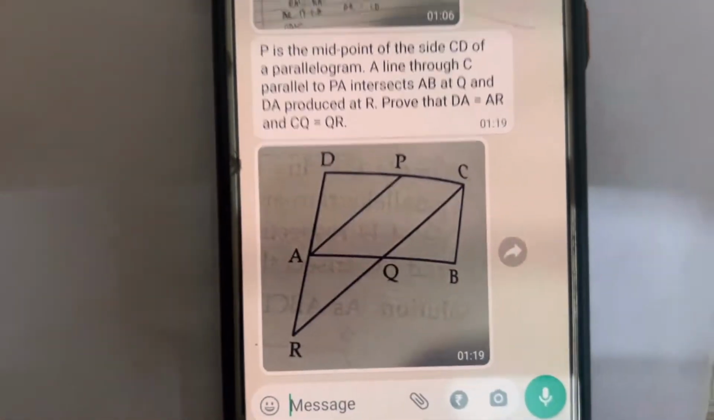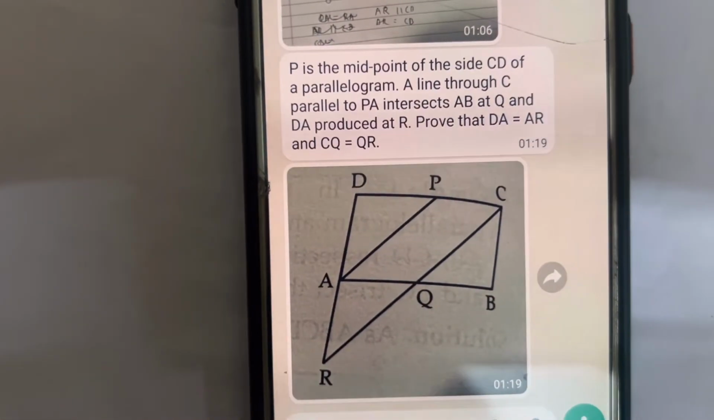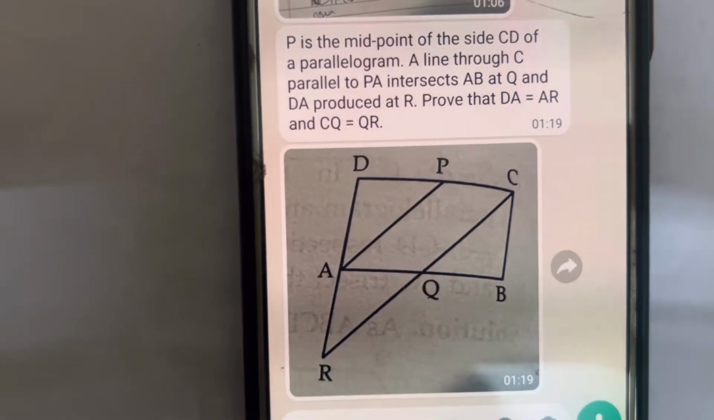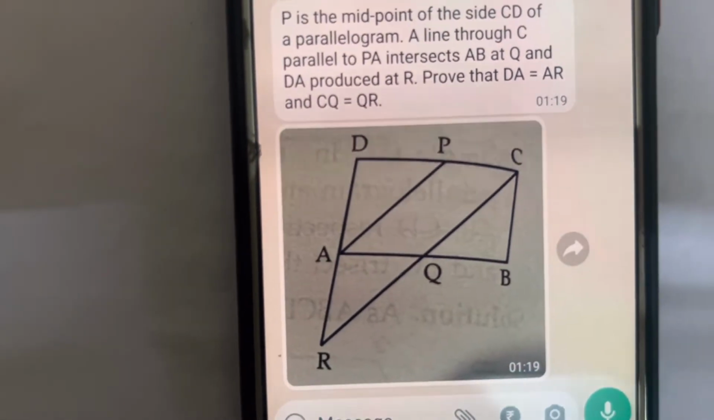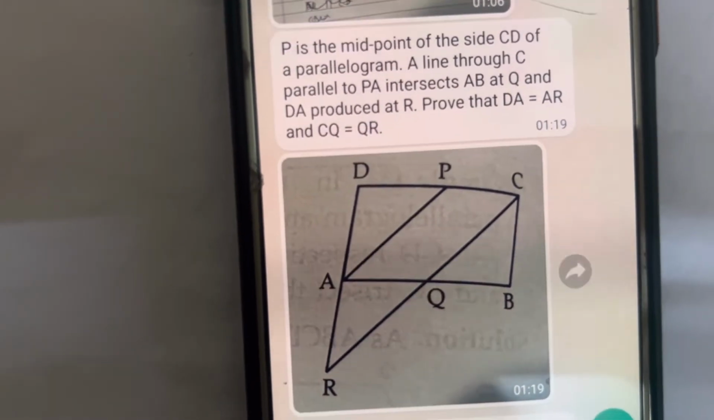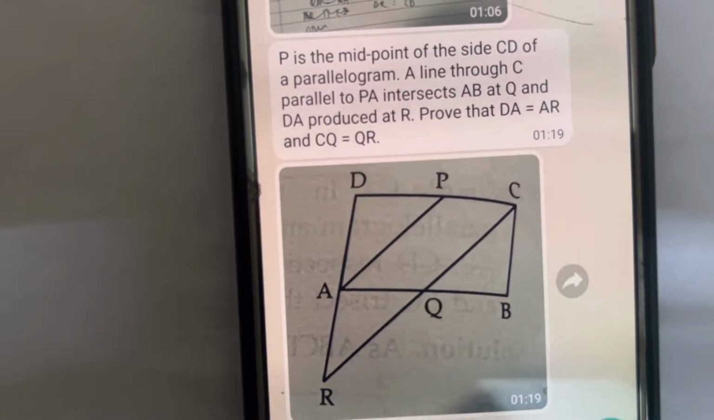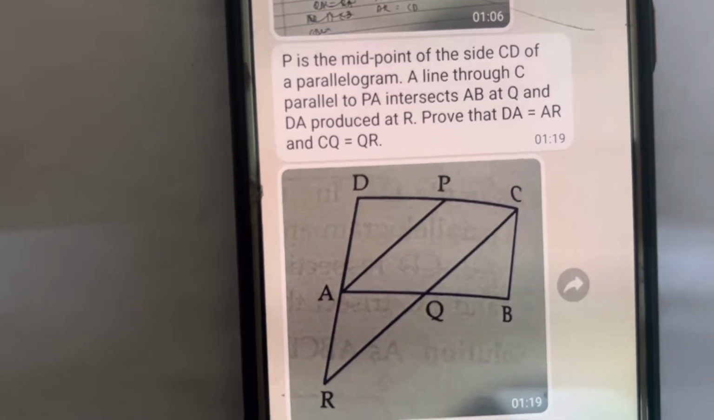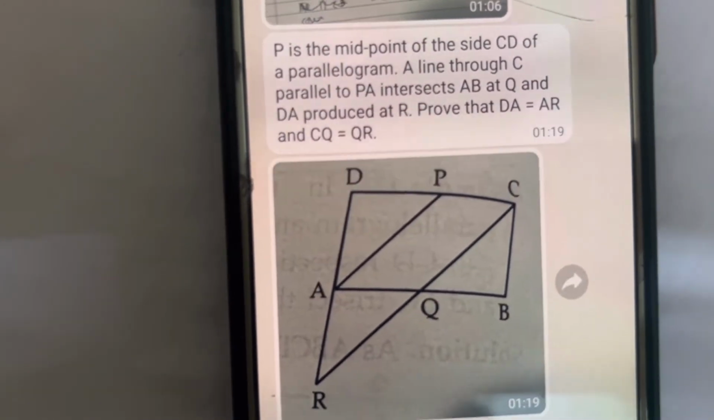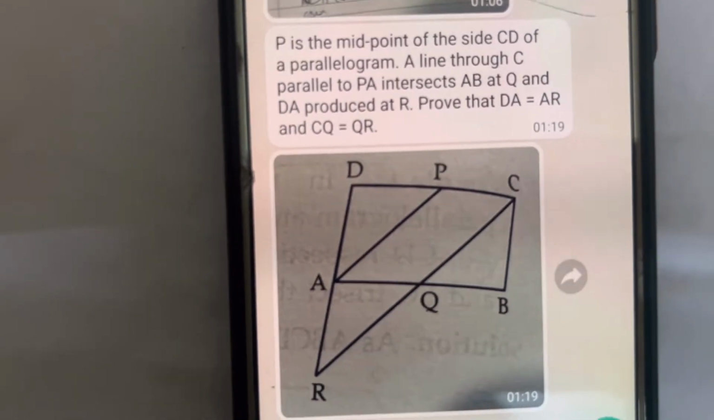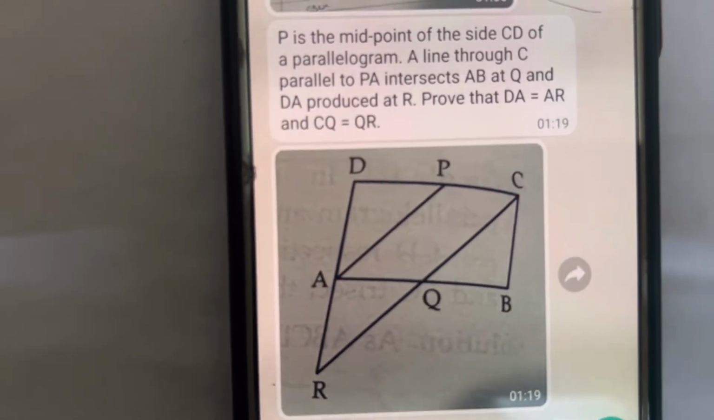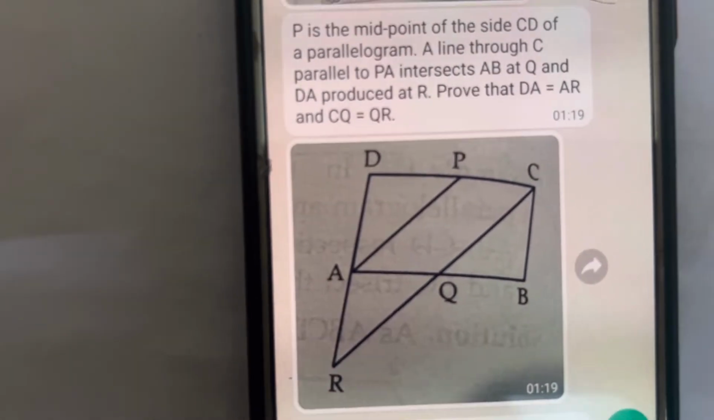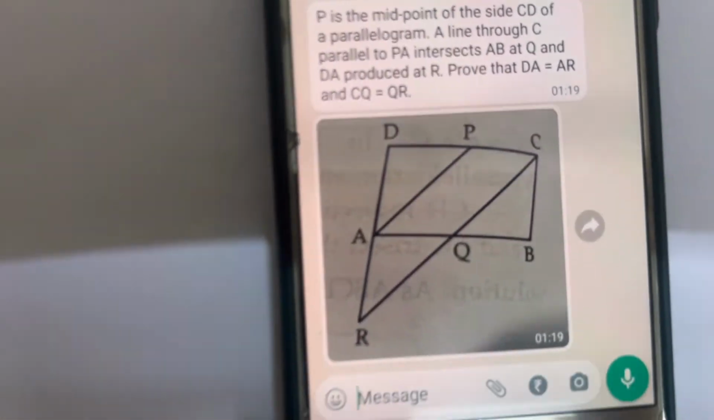So the question is, you can see the question: P is the midpoint of the side CD of a parallelogram ABCD, and there is a line through C which is parallel to PA, and it cuts AB at Q. Also, when you extend DA to R, it meets that line which is parallel to PA. It basically meets DA produced at R. Okay, so now what is given? Let's have a look.